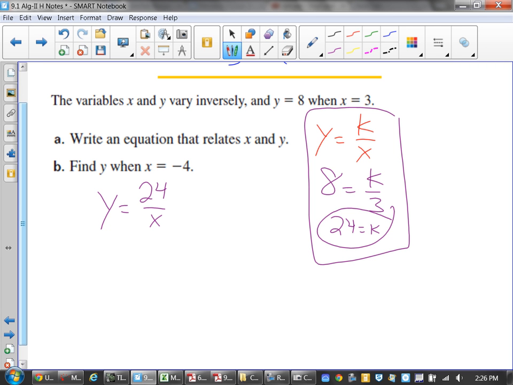Now they're going to ask you, what's y when x is negative 4? So y is going to equal 24 over negative 4. You get it? Negative 6. That's what this is allowing us to be able to do. Okay? All right? So they're just asking us to find different types of equations.